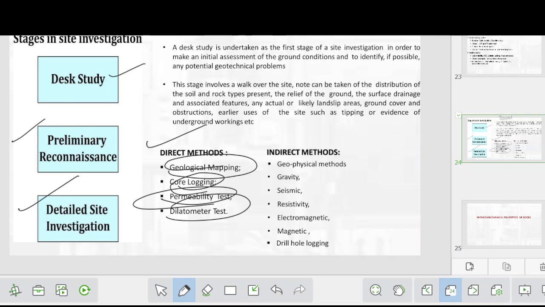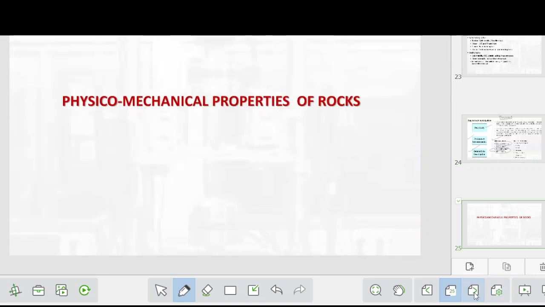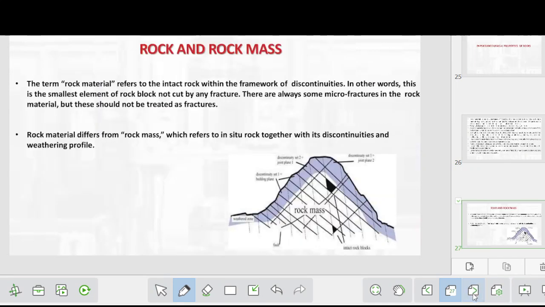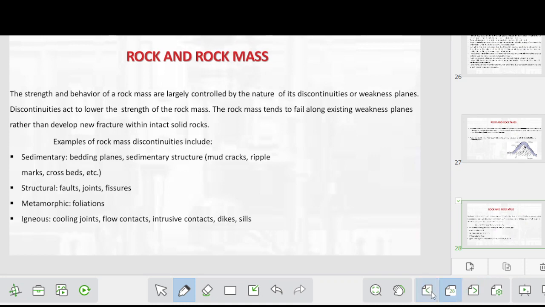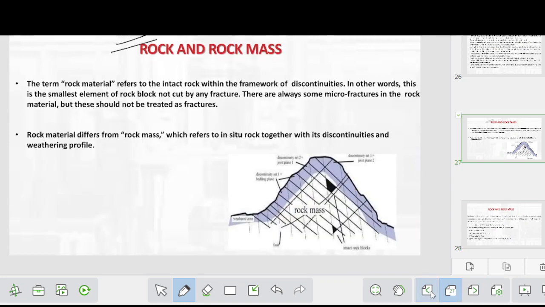I'm not going into all those details, but let's talk about some of the properties directly. I have told you this. Rock material refers to the intact rock. Okay, that means it is an aggregate of rock, and a rock mass has some discontinuity in it. Suppose in between discontinuities you find some rock, then it is called intact rock also. Okay, so rock mass, I have told you.